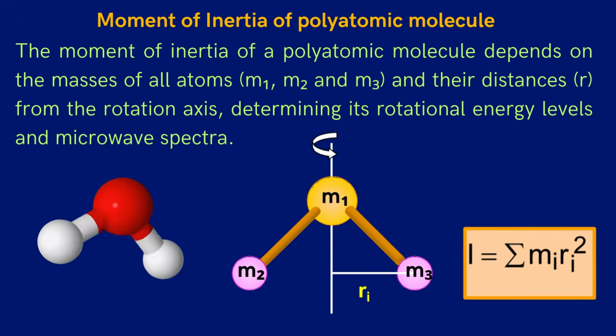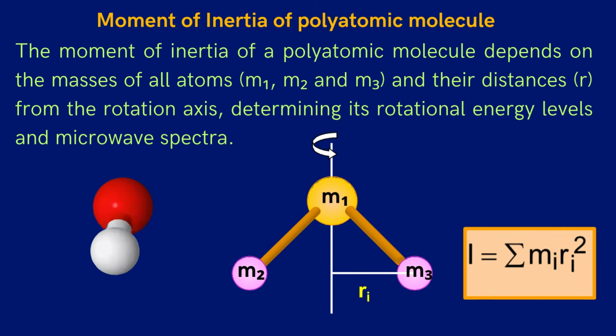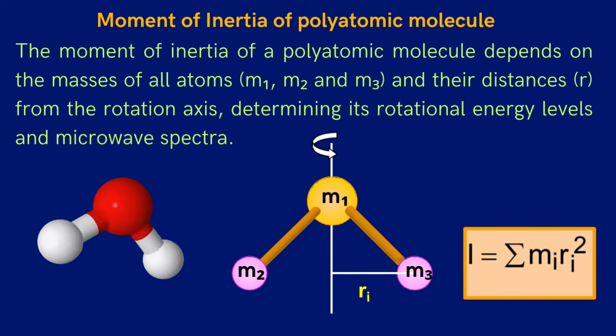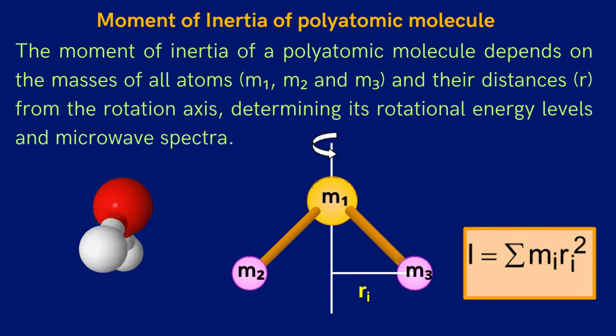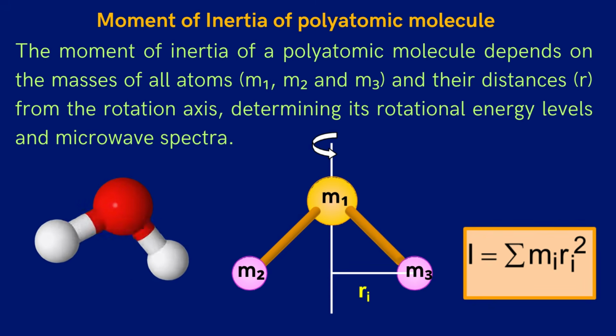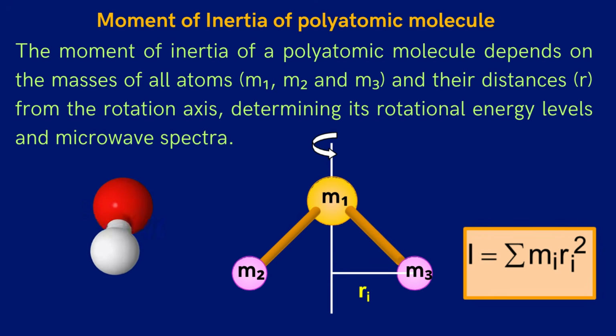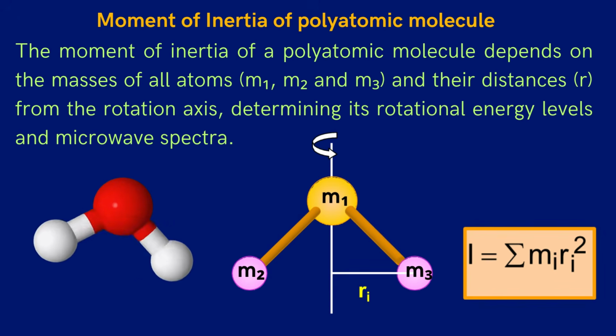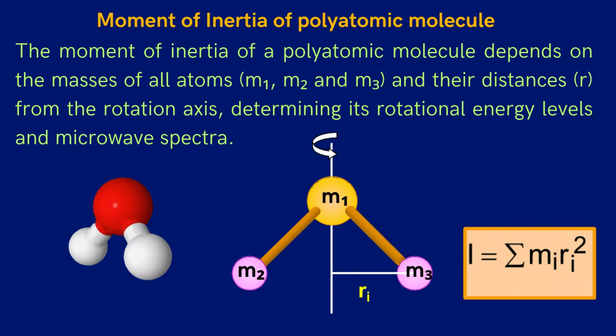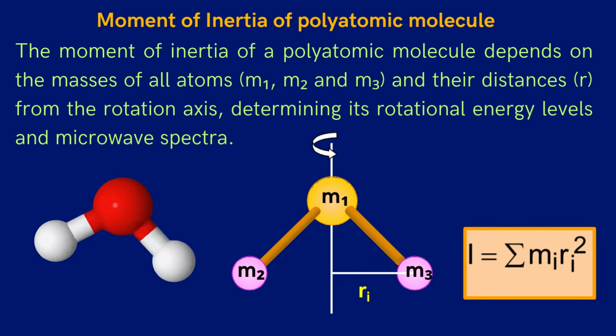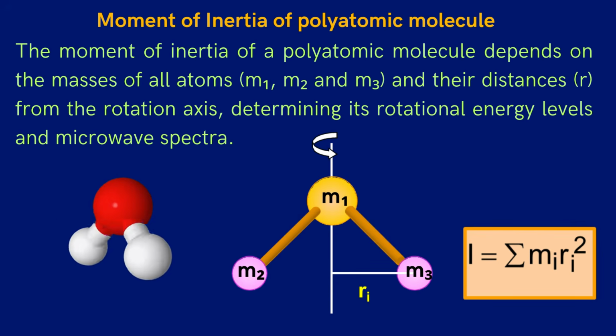Next, the moment of inertia of a polyatomic molecule depends on the masses of all atoms, m1, m2 and m3, and their distances, r, from the rotation axis, determining its rotational energy levels and microwave spectra. This diagram explains the physical meaning of moment of inertia. Here, m1, m2, and m3 represent the mass of the rotating body, while r_i is the perpendicular distance of each mass element from the axis of rotation. The moment of inertia is given by I equal to summation of m_i into square of r_i, showing that mass farther from the axis contributes more strongly to resistance against changes in rotational motion.